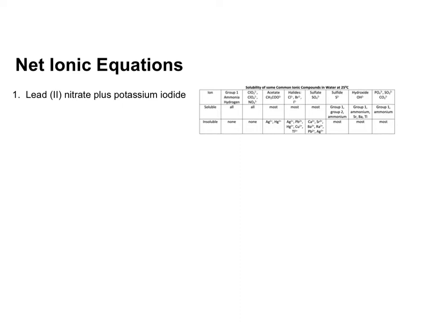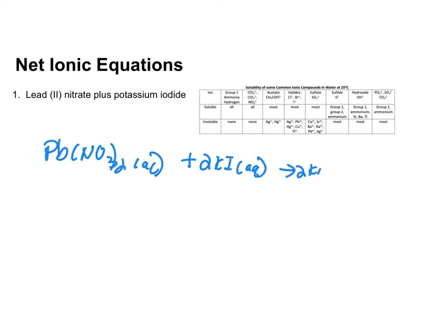Lead nitrate plus potassium iodide. So let's start by writing that equation, just the regular old normal equation. I'm just going to write that aq. I'm probably going to get a little sloppy there. Should be PbI2, and that is going to be the solid. So potassium nitrate. When I look at my chart here, here are my nitrates. All nitrates are soluble. That means that that's going to stay in aqueous solution.